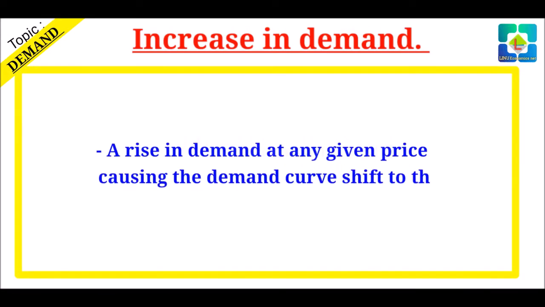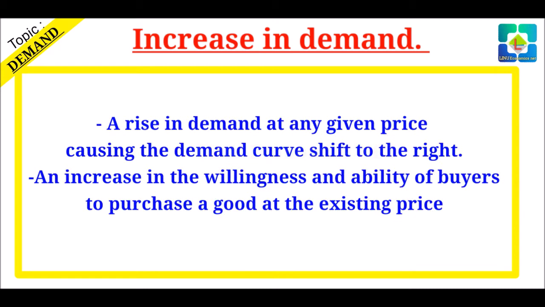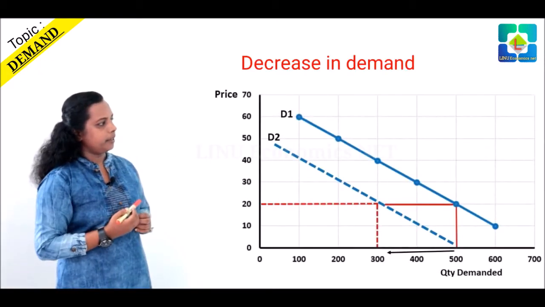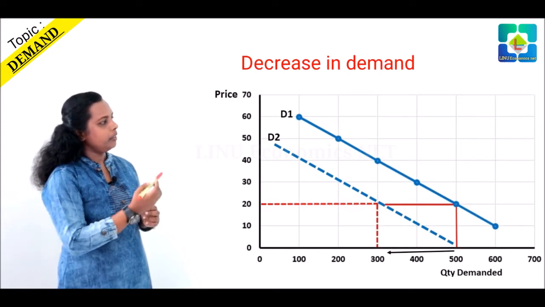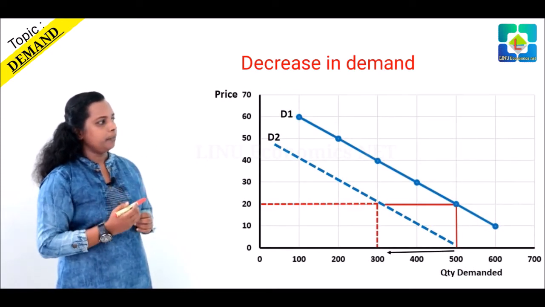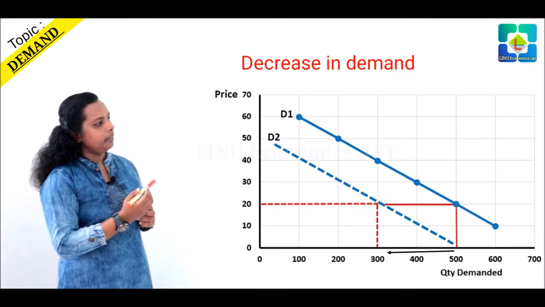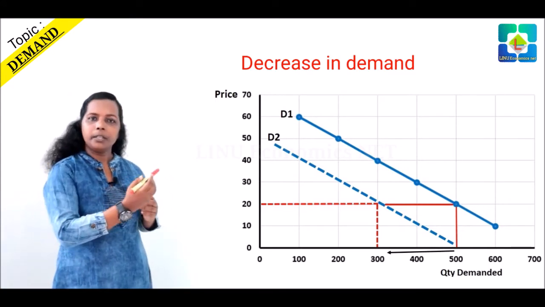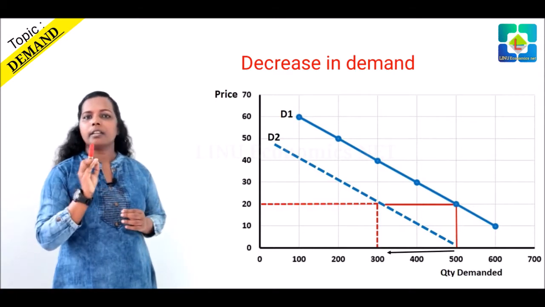Increase in demand: a rise in demand at any given price causing the demand curve to shift to the right, an increase in the willingness and ability of buyers to purchase a good at the existing price. Next one, please look at this diagram. Here we can see the price remains at 20. The quantity demanded decreased from 500 to 300. The demand curve shifts to the left side but the price remains the same.